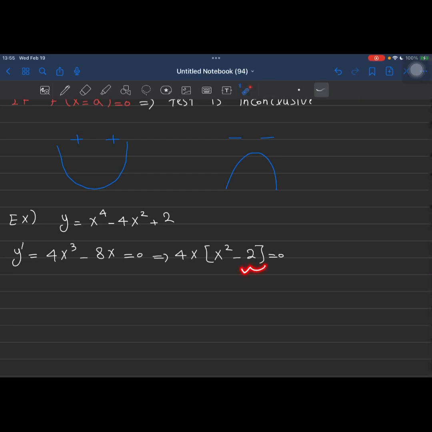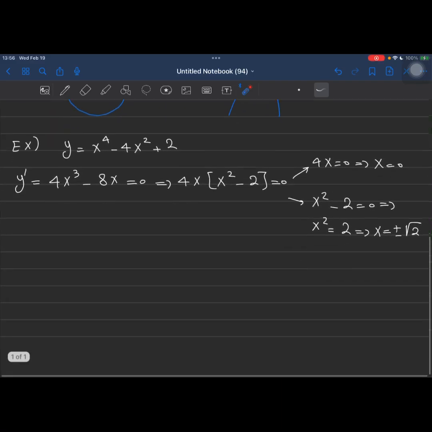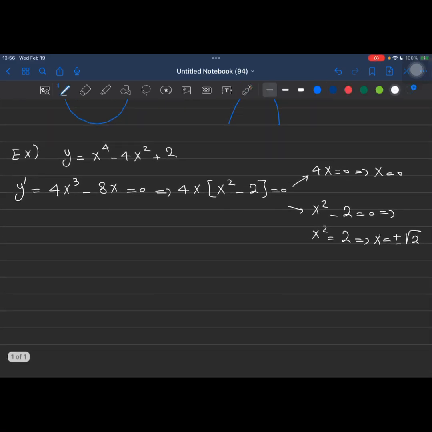If this expression is equal to 0, we have two options. Either 4x is 0 or x squared minus 2 is 0. If 4x is 0, then x is 0. And if x squared minus 2 is 0, then x squared is equal to 2. Therefore, x is equal to plus minus root 2. So 0 and plus minus root 2 are our critical values. To check the type of these critical values, I'm going to apply the second derivative test.